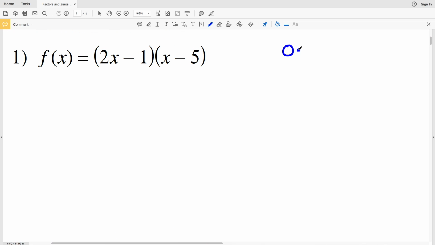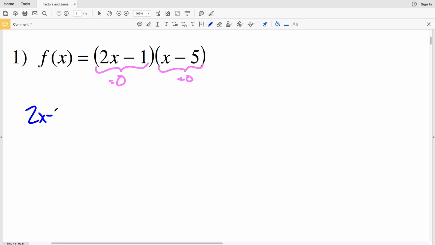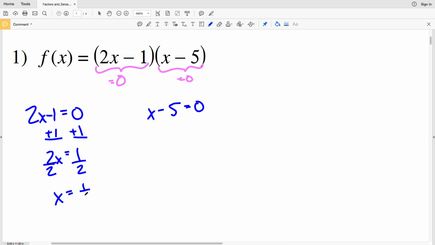And remember that 0 times any number or quantity, let's just call that number a, equals 0. So in order for this function to equal 0, that means that either 2x minus 1 equals 0 or x minus 5 equals 0. So we're going to write each of those individual equations and then solve for x. So 2x minus 1 equals 0, and we have that x minus 5 equals 0. So for 2x minus 1, we'll add 1 to both sides to get that 2x is equal to a positive 1. And when we divide both sides by 2, we get that x is equal to 1/2.